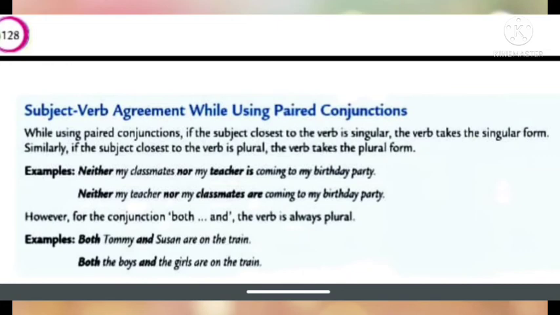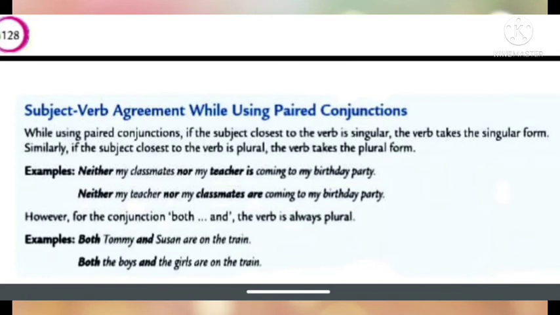For example, neither my classmates nor my teacher is coming to my birthday party. See children, we have used is over there. Why did we use is? Because the subject close to the verb is a singular subject. Teacher is singular, right? We haven't used teachers, it is just teacher. Teacher is singular, so we use singular verb is. Look at the next example.